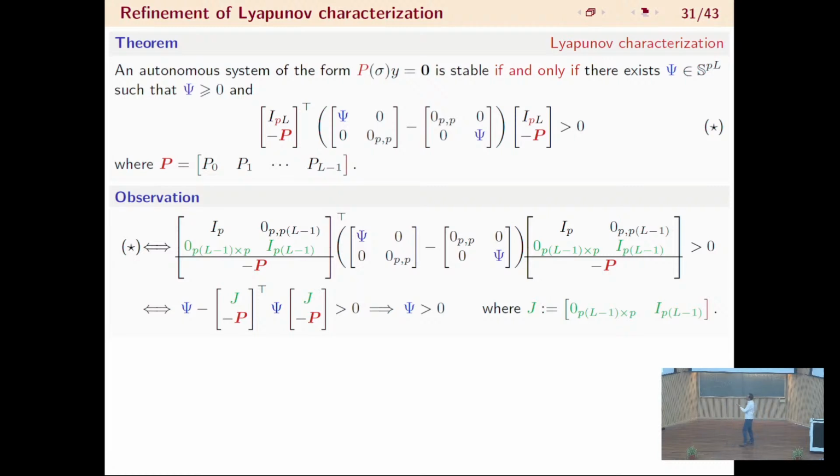One of the reasons I do that is to work with something more compact. Another is the following. This psi was supposed to be greater than or equal to 0, right? But if I look at this now, I see that psi needs to be positive definite, because psi is greater than this term, which is semi-definite. So psi needs to be positive definite even.